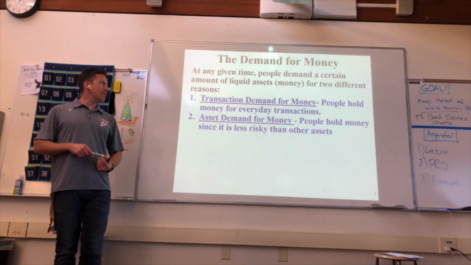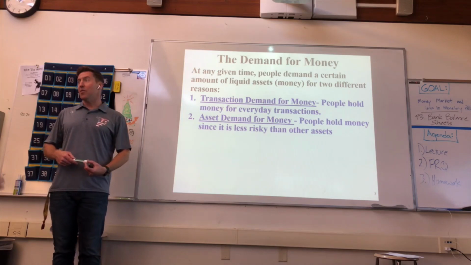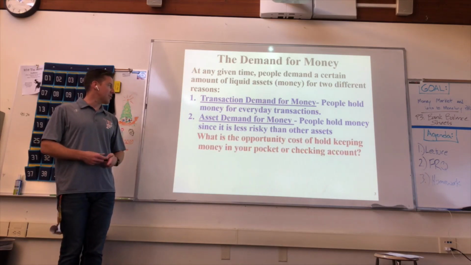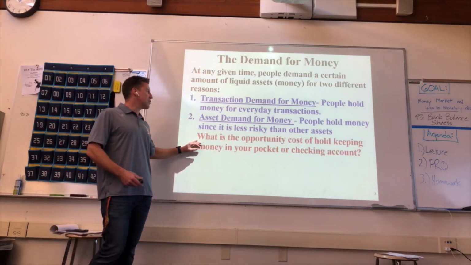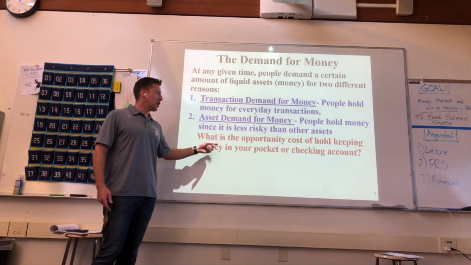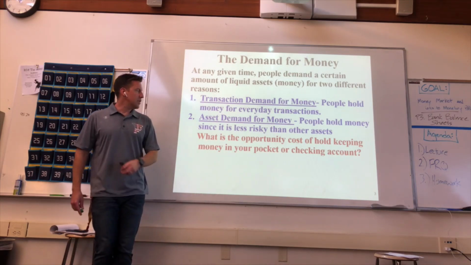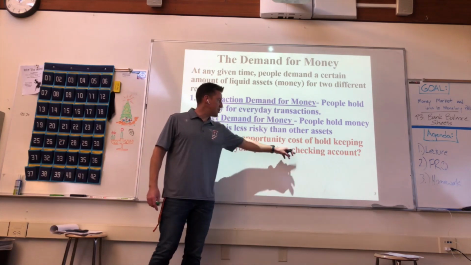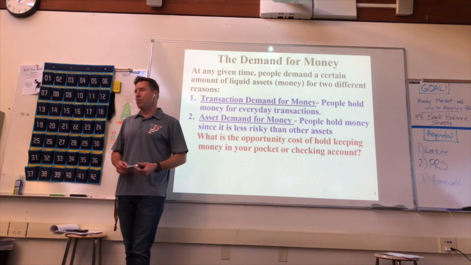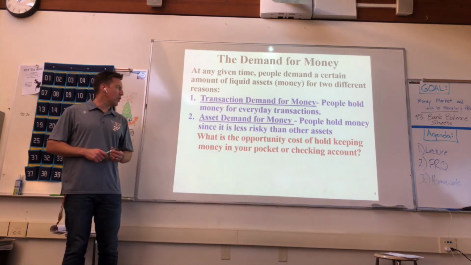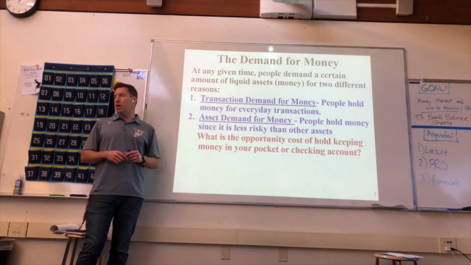And since we're talking about a graph today, there's going to be one thing in favor of another thing. So we're going to have opportunity cost. What's the opportunity cost of holding money in our pocket or our checking account? The hint is our pocket and our checking account don't collect interest. So what's the opportunity cost of holding money as cash or in a checking account? What is it?